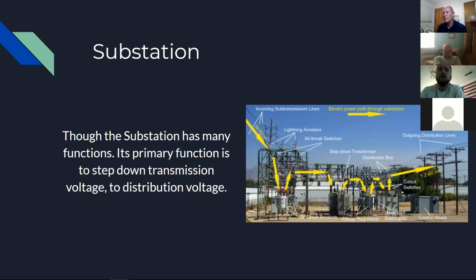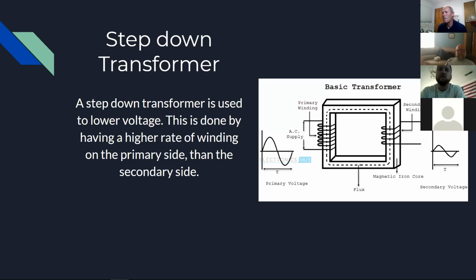And then we've got a substation, and even though it has many moving parts in it, its primary function is to transform the voltage from transmission to distribution voltage to be able to go out to the end user. Correct. It does that with a step-down transformer, which uses winding ratio to step it down primary to secondary for distribution voltage. Correct.